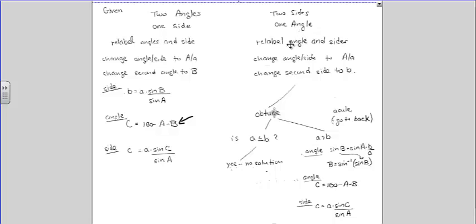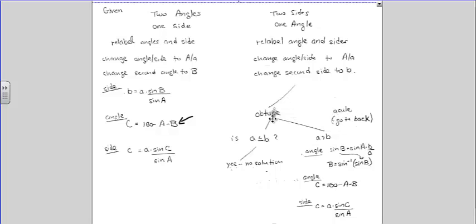What we're going to do is relabel them so that the angle and side that match, we're going to use the letter A, and we'll change the second side to side B. So the first thing that you do is you determine whether it's obtuse or acute. Now if it's acute, you go to the back.